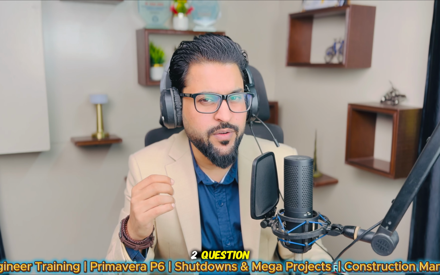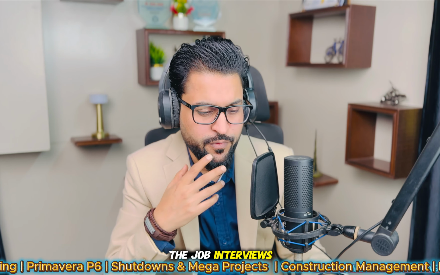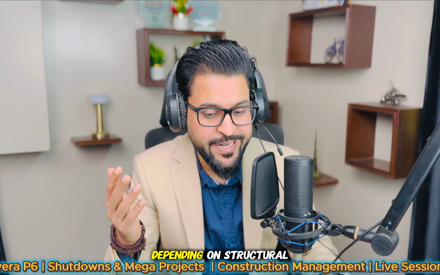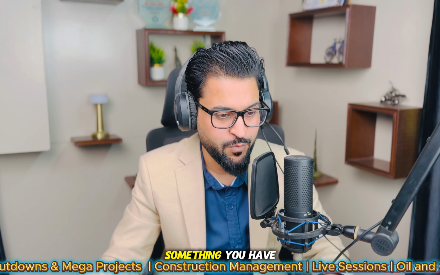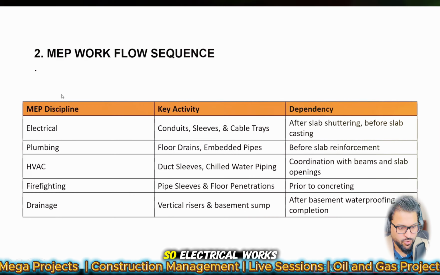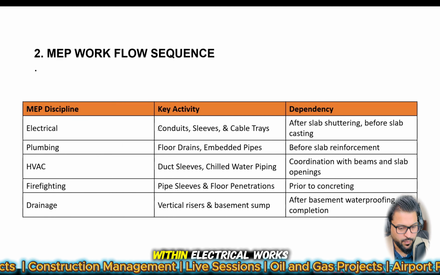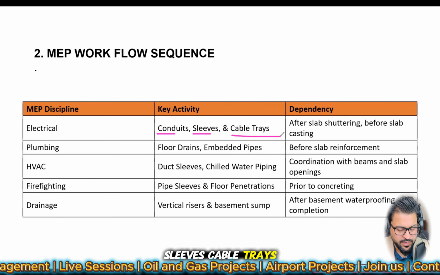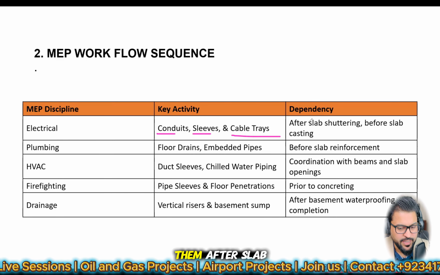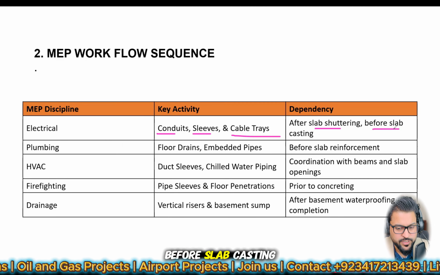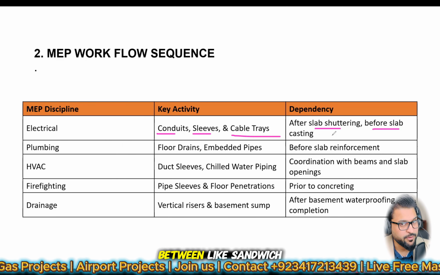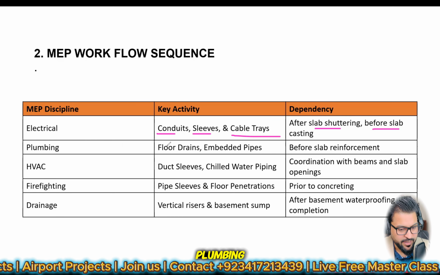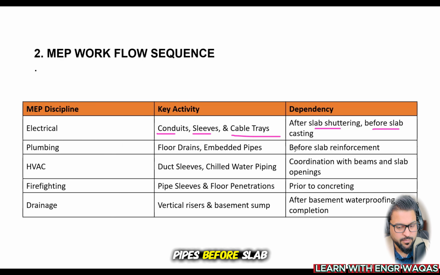The next, number 2 question, which will be frequently asked in the job interviews, is how MEP activities depend on structural activities. So this is something you have to understand. So electrical works. Within electrical works, there are major conduits, sleeves, cable trays. But when you need to start them: after slab shuttering, before slab casting. Got it? In between, like a sandwich. Plumbing, floor drains, embedded pipes before slab reinforcement. This is an important thing you need to memorize.